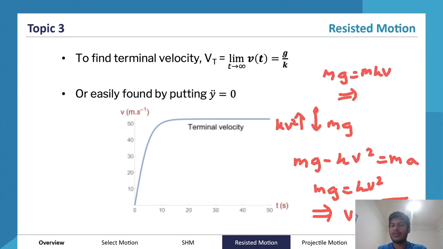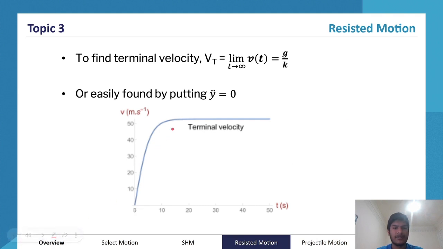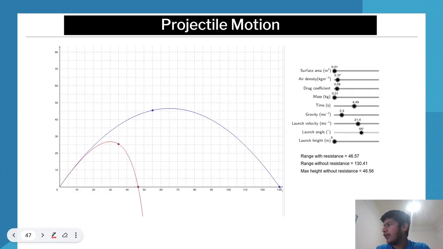Then the m's cancel, so you have v equals g on k, the limiting velocity. If you were to graph it, you should see something like this. It approaches that value, that's our terminal velocity. It looks like about 50 in this case, meters per second. Okay, now into projectile motion.